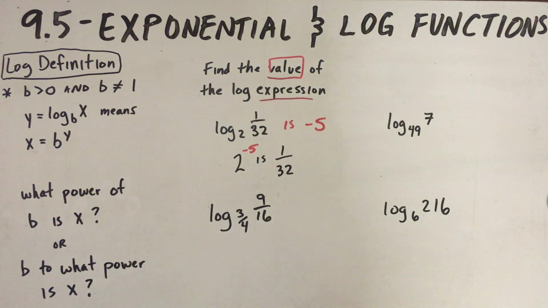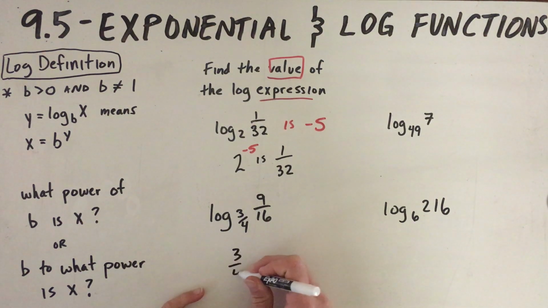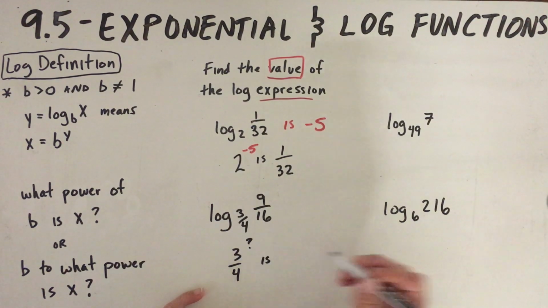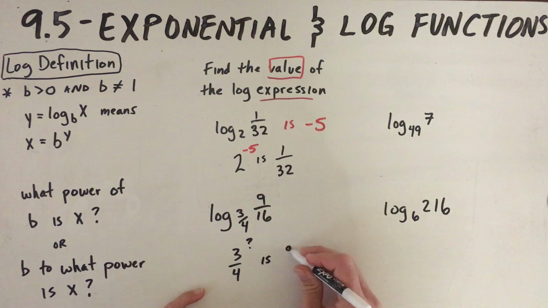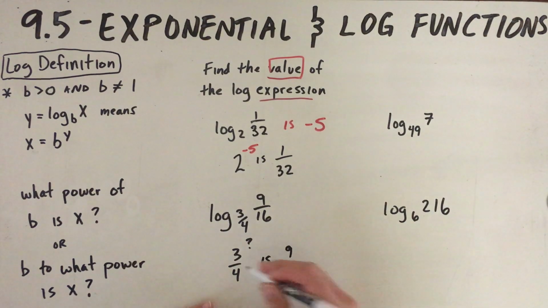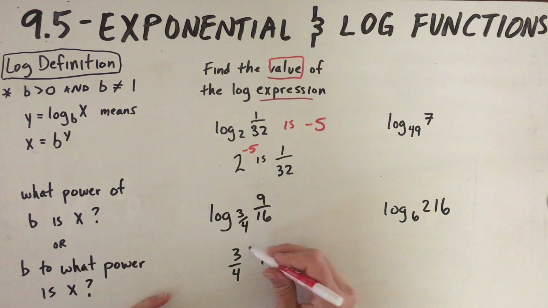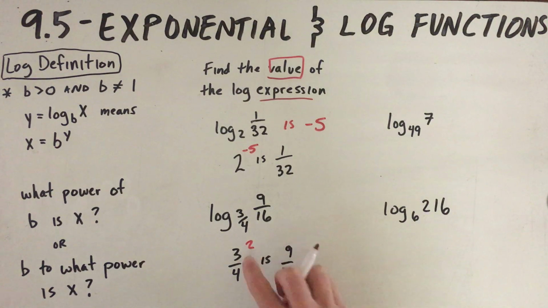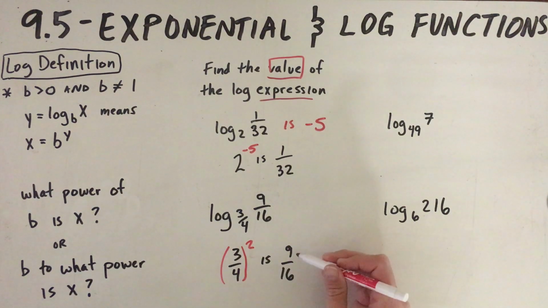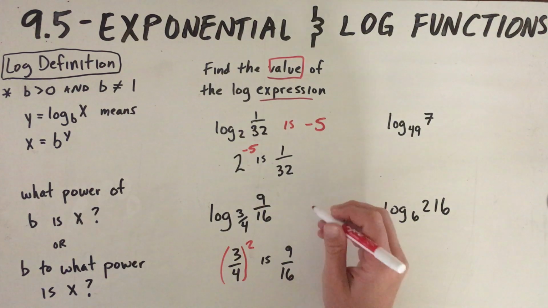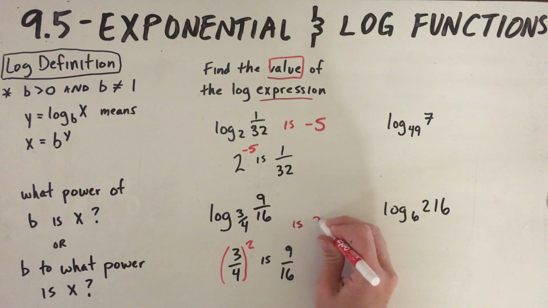So asking the same question here, the base of 3/4 is raised to what power to make it equal to 9/16? So what power would I raise it to make it 9/16? Well, if I squared this, 3 times 3 is 9, and 4 times 4 is 16. So the answer here is 2.